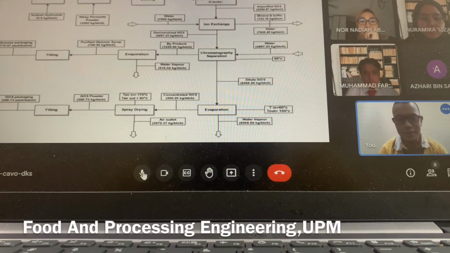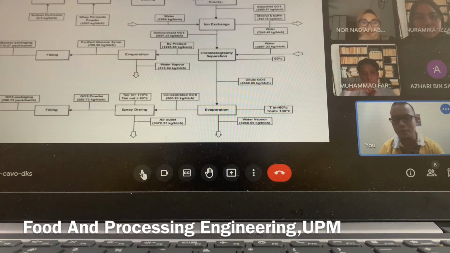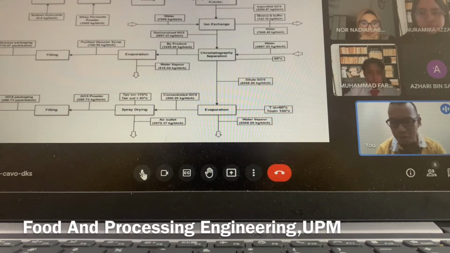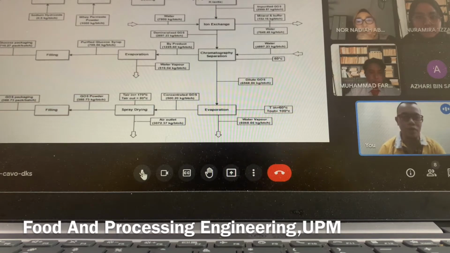This is my expertise: the PID, PFD, and also the process flow diagram. I really want to ask this question. Looking at the process, we have mixing and the dissolution process. Every step of the process we involve must have a time.